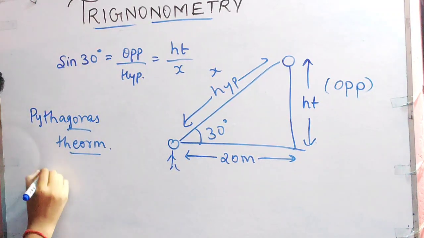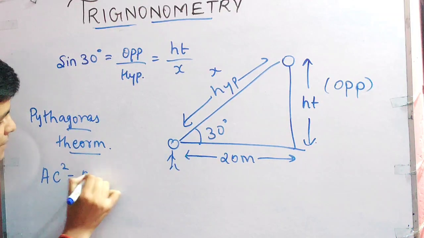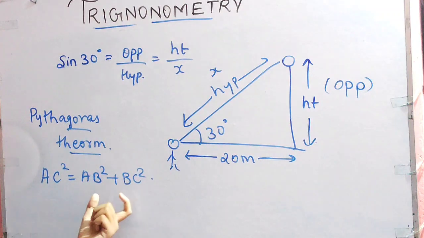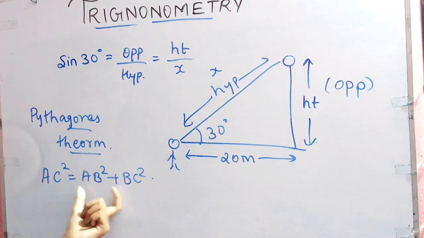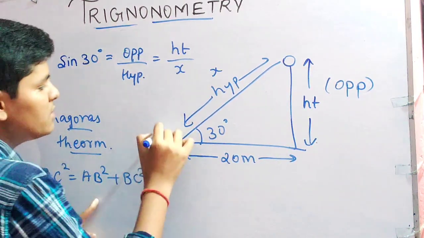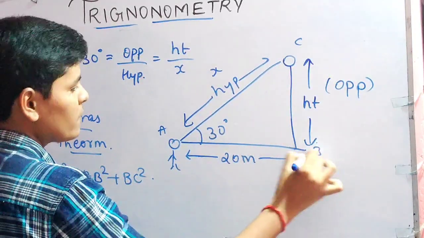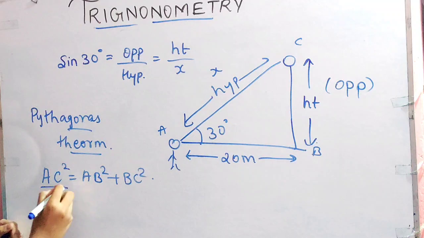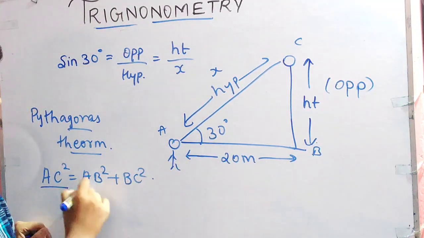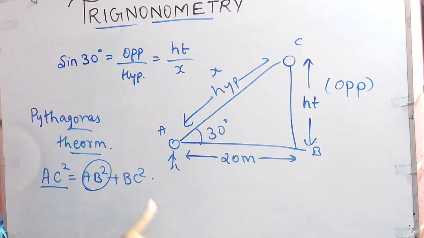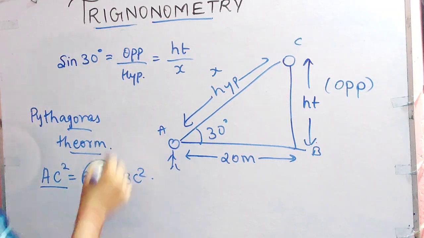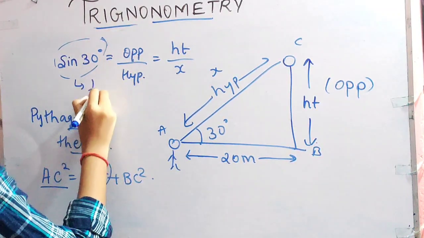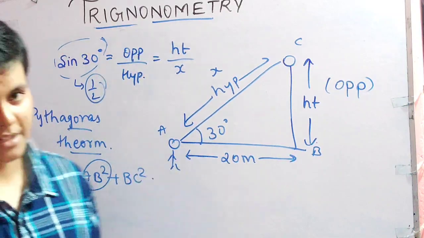This Pythagoras theorem says AC square is equal to AB square plus BC square. But in order to find this, suppose this is A, this is C, this is B. We don't know the value of BC square. We know only the value of AB square. But we need to find the value of BC square. How will you find that? For finding that, you need to know the value of sin 30. And what is the value of sin 30? That is 1 by 2. And this concept we will be learning in the next video.